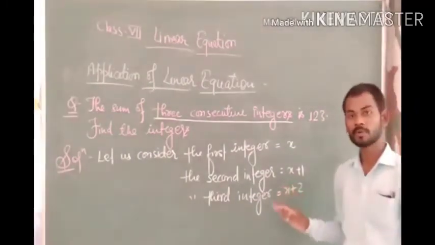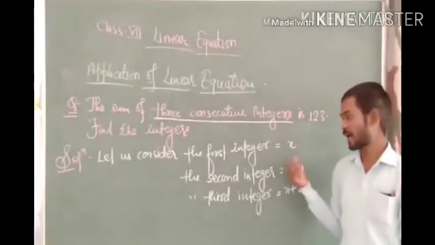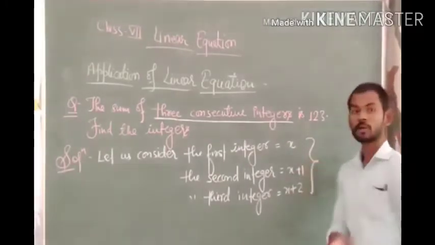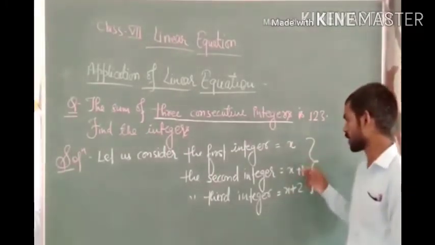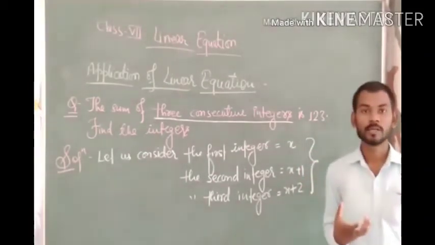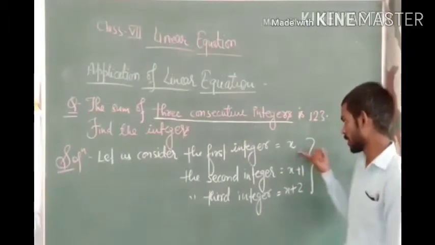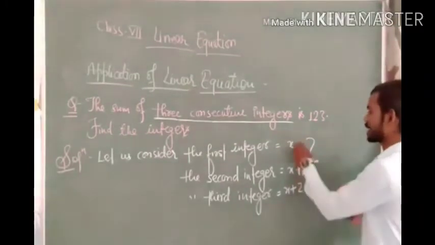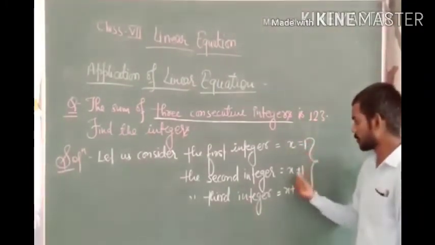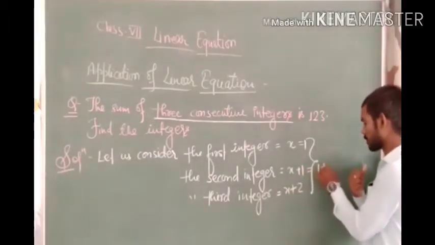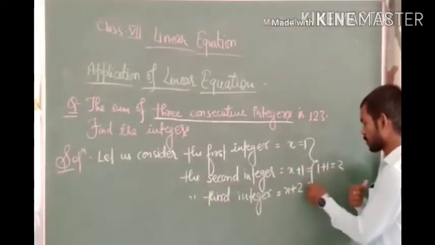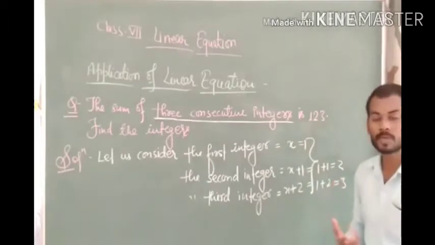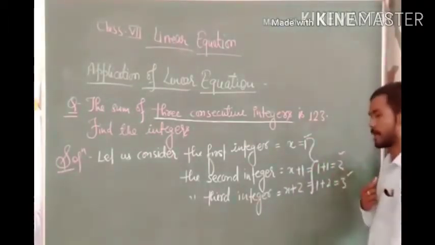So here we supposed the three integers are x, x plus 1 and x plus 2. These three are consecutive integers. That means they are coming in order with a difference of 1. If you have any problem, then suppose that x is equal to 1. If x is equal to 1, then x plus 1 is equal to 1 plus 1, which is 2. Then x plus 2 is equal to 1 plus 2, which is 3. So the three consecutive numbers are 1, 2 and 3.